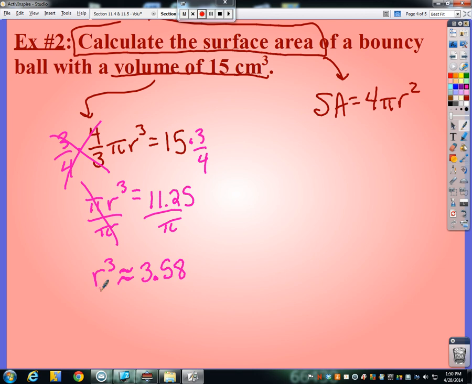Now, the radius has already been cubed to give me this answer of 3.58. How do I undo a cube, right? So if I had, let's say, r squared equals 3.58, to undo the square, we would square root both sides. But how do I undo a cube? Same thing with the square stuff. We're going to take the cube root of both sides. It really looks like a square root with a 3 kind of nestled into the root, the elbow there. So cube root and cubes knock each other out.